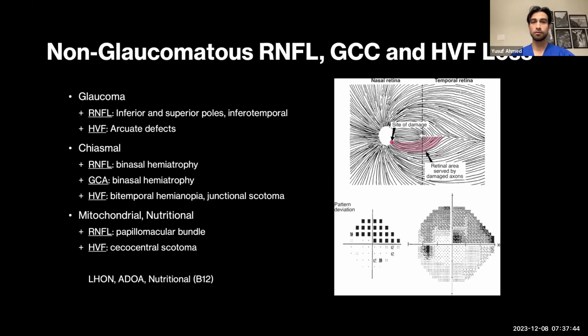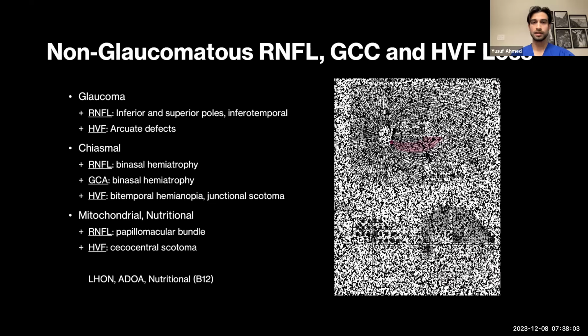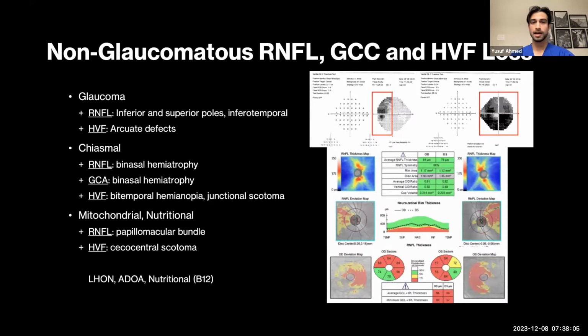In glaucoma, we know from the previous Pearl that it often affects the inferior and superior poles and also the inferotemporal RNFL, and this can correspond to arcuate defects seen on the visual field. If we move towards chiasmal causes and non-glaucomatous optic neuropathy, this can often be reflected with a binasal hemiatrophy on the RNFL and GCA, and then also bitemporal hemianopia or junctional scotomas.